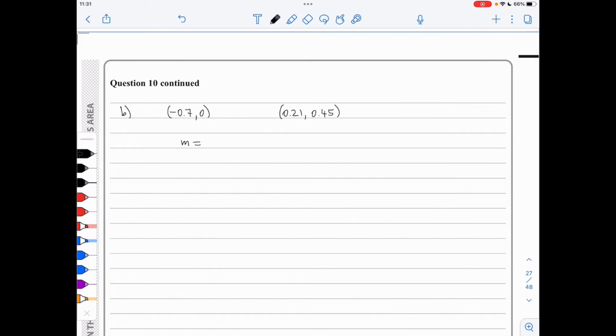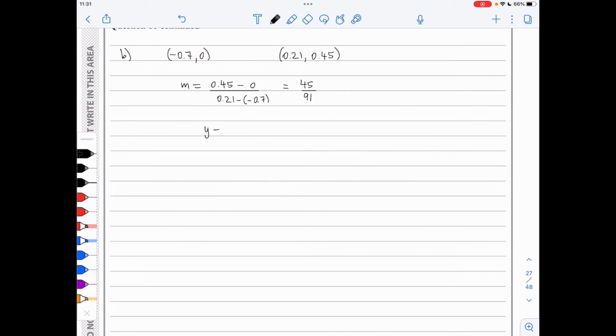So I will do y2 minus y1 over x2 minus x1. And this gives an answer of 45 over 91. So y minus y1 is m times x minus x1. So this leads to y is 45 over 91 x plus 9 over 26. This is the equation of the straight line.